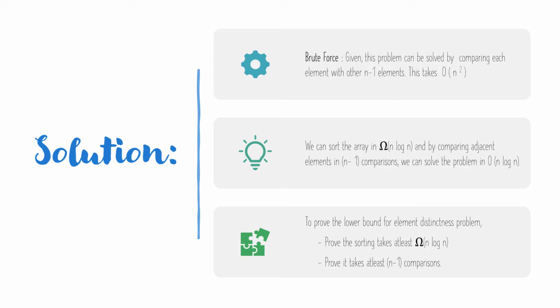To prove the lower bound, I'm going to prove the lower bound for sorting, that sorting takes at least n log n time, and we need at least n minus 1 comparisons to show that all elements are distinct. So I'm going to do it in two steps. Together I'm going to say that I need at least n log n time for the element distinctness problem.